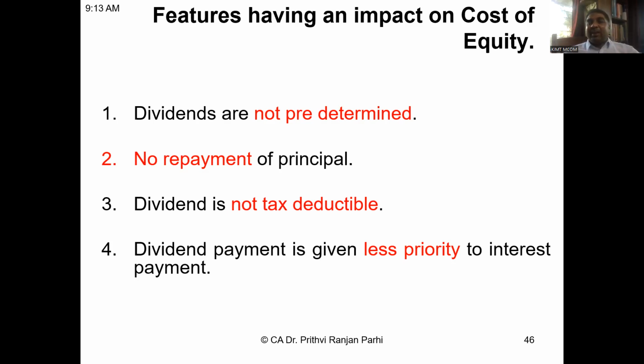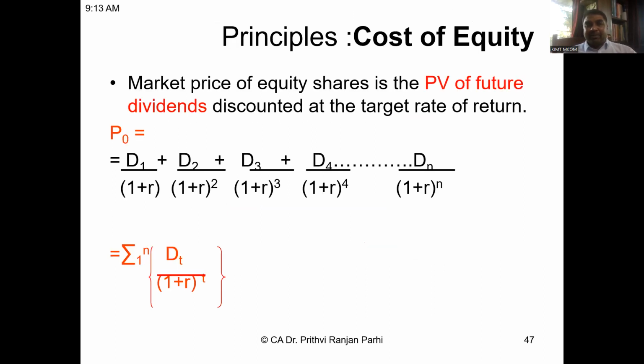Dividends are given less priority than interest payment if profit is insufficient. First, interest will be paid because it is due to the outsiders. After that, if some money is left, then dividend may be distributed. So you have to keep these features in mind.